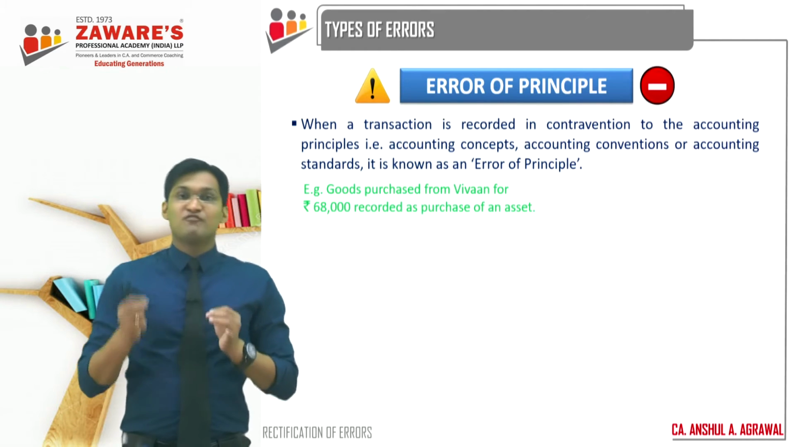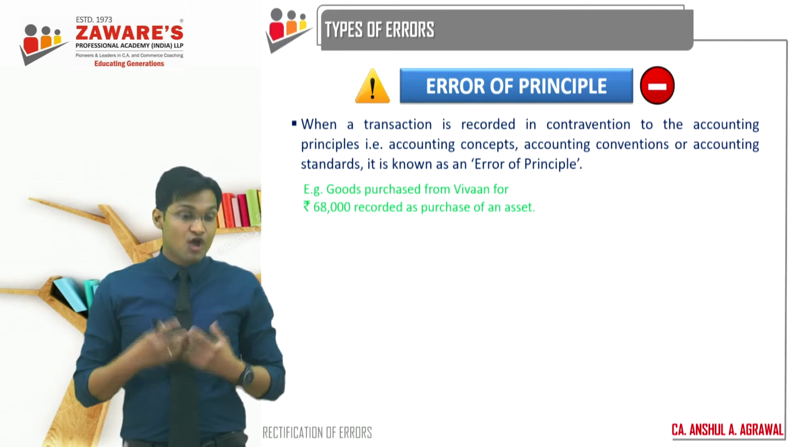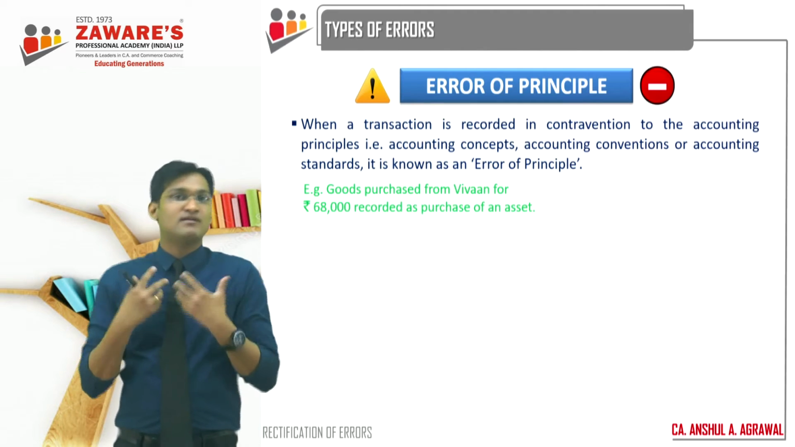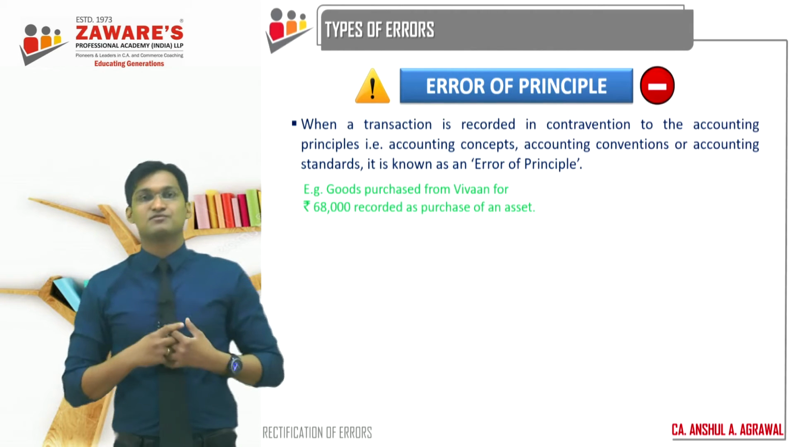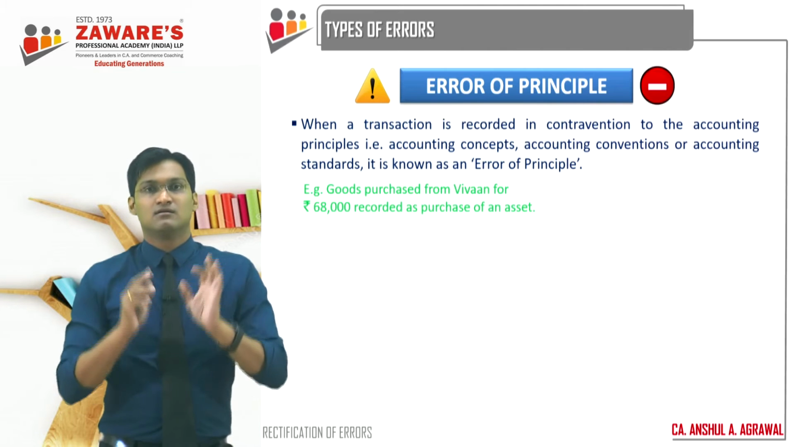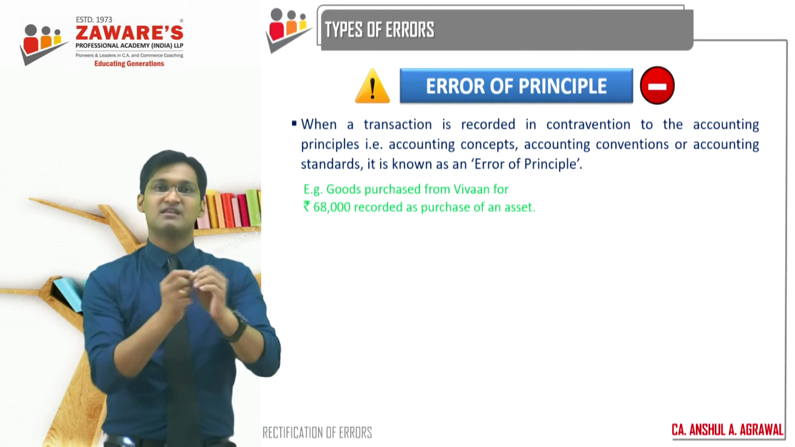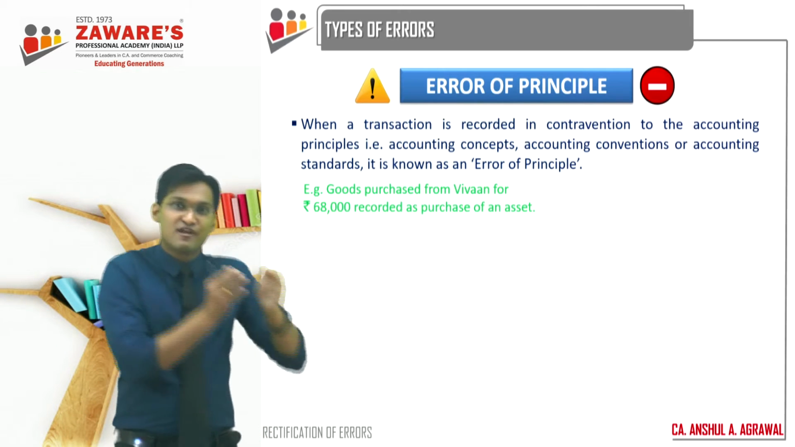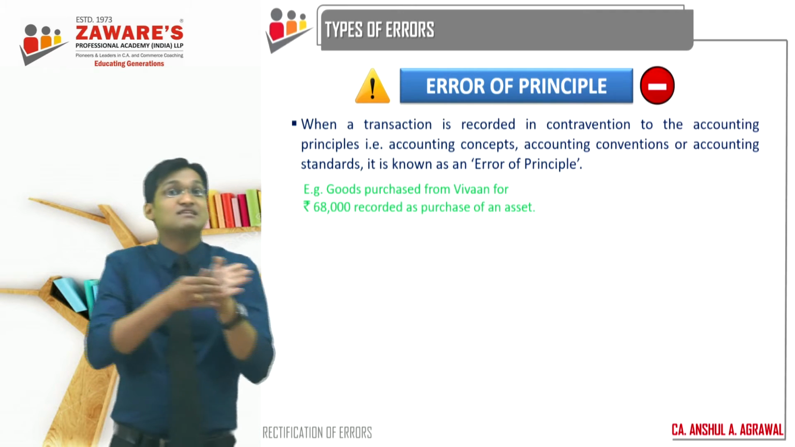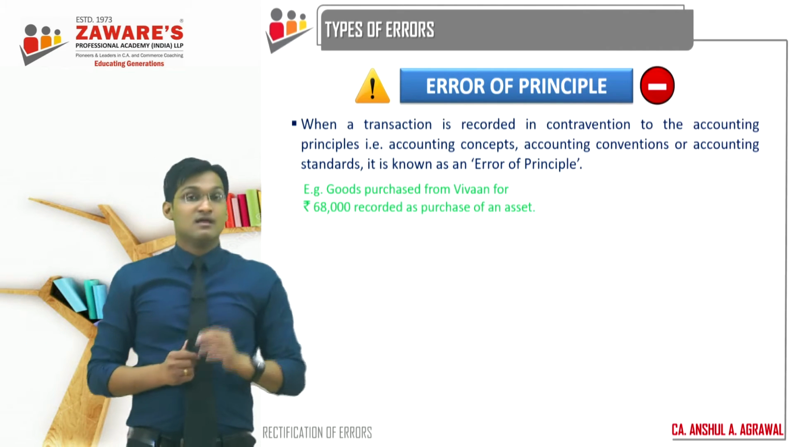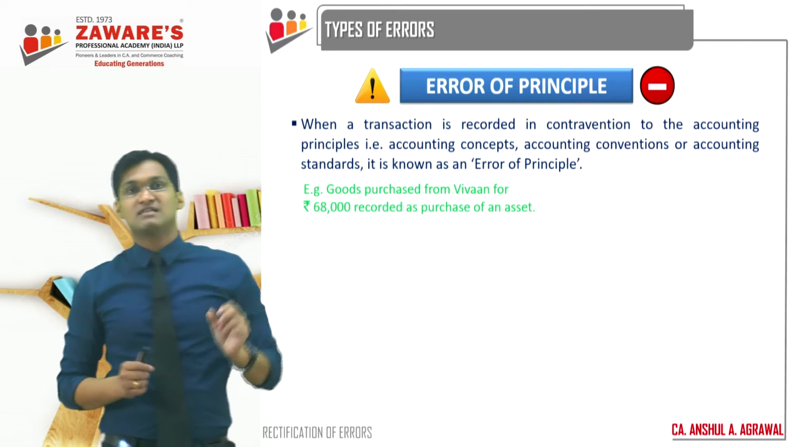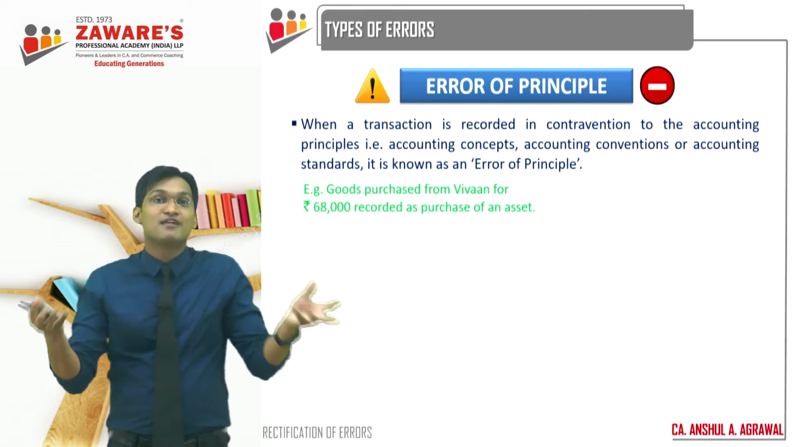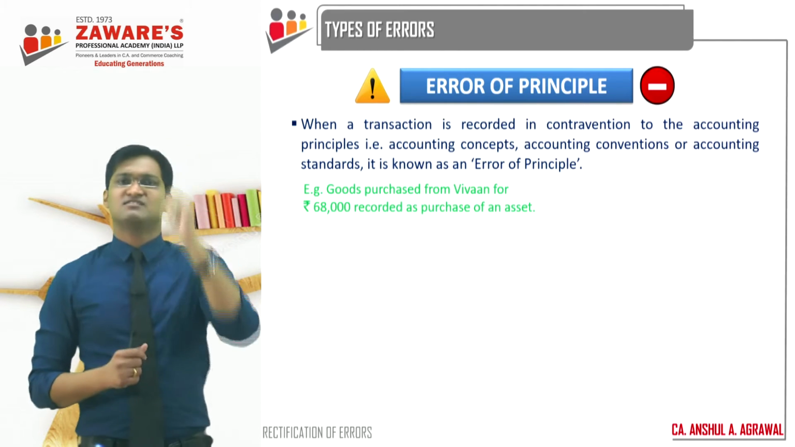Goods purchased from Vivan for rupees 68,000 recorded as a purchase of an asset. Now this is a very common type of error that you are going to see: error of principle. In 90% of cases, these errors asked are like capital expenditure treated as revenue expenditure, or revenue expenditure treated as capital expenditure. Now we discuss these concepts in our chapter number 2. What do you mean by capital expenditure and what do you mean by revenue expenditure? We'll just revise it once.